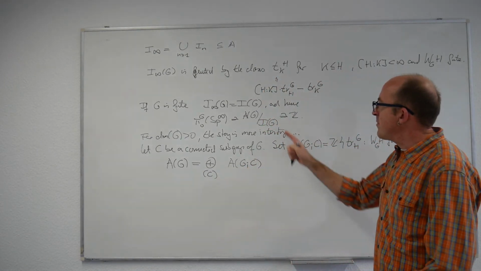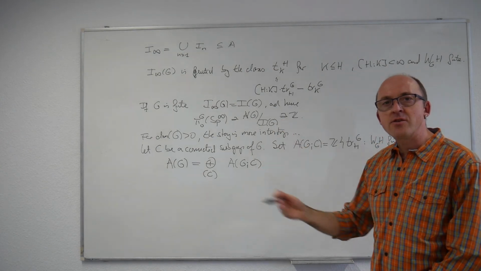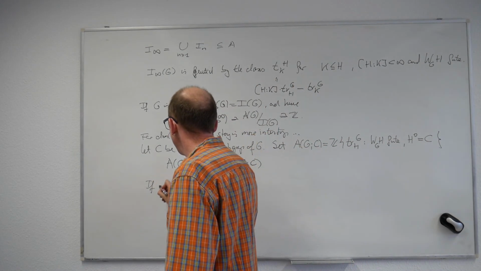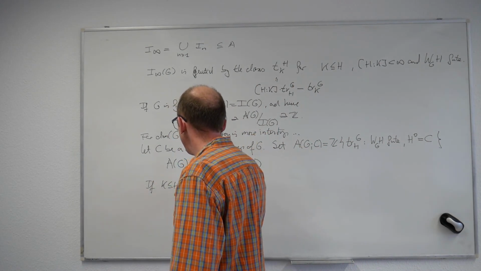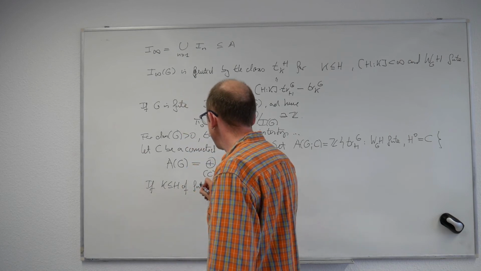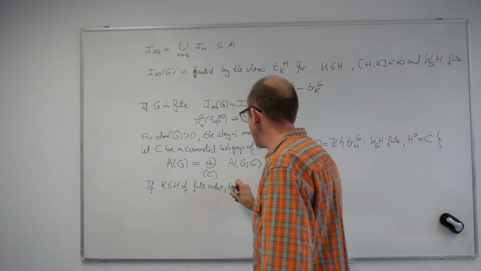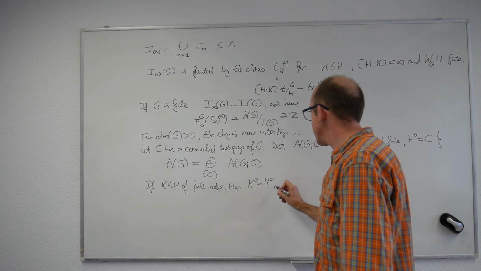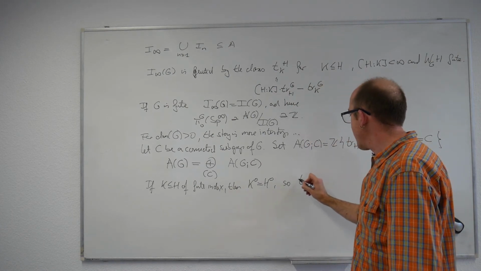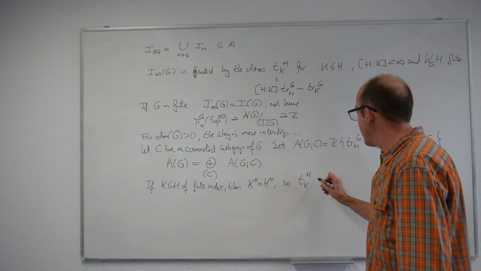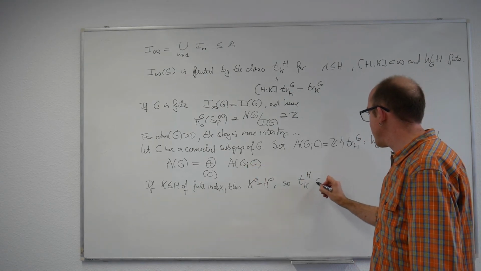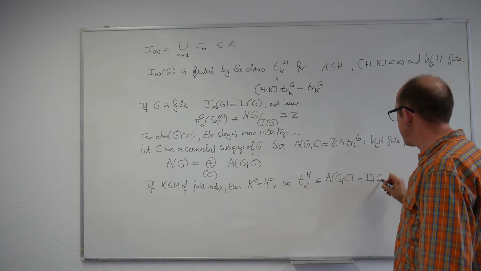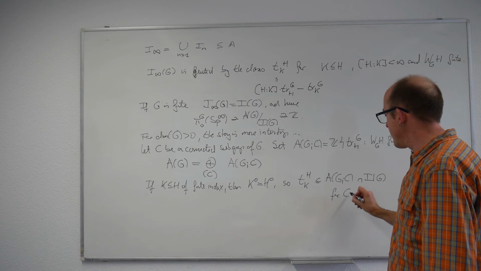The reason I'm bringing this up is that these relations will all happen internal to this direct sum decomposition, because if K is less than or equal to H of finite index, then they must have the same identity component, K0 must be equal to H0, and so this class T_K^H lies entirely in one of these summations. So this lies in A(G, C) intersected with the augmentation ideal for C exactly the common identity component.